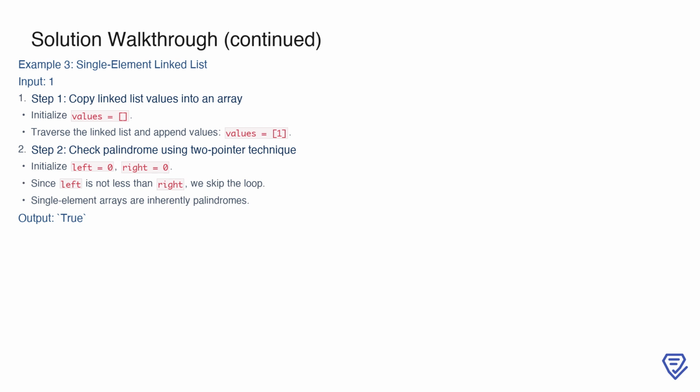Here, both left and right are initialized to 0, pointing to the single index in the array. Since left is not less than right, the loop is skipped entirely. A single-element array is considered a palindrome by definition, so the function outputs true.